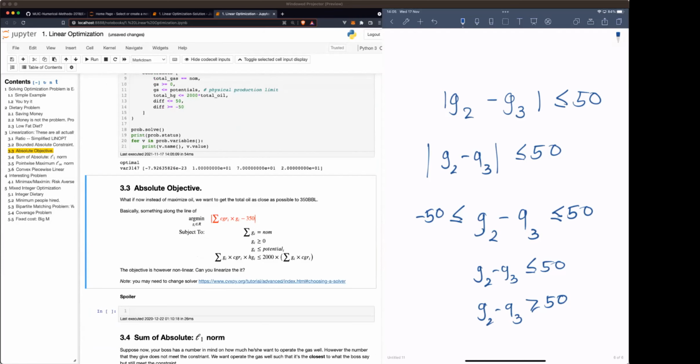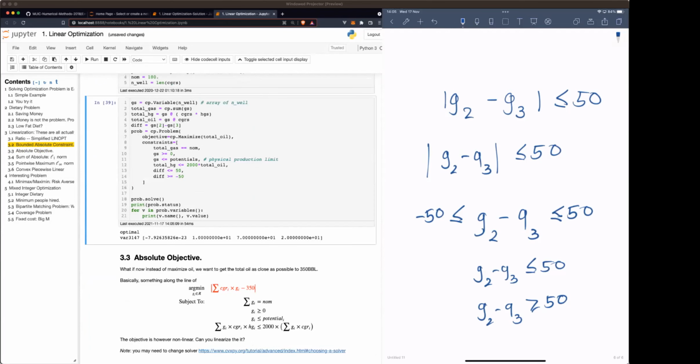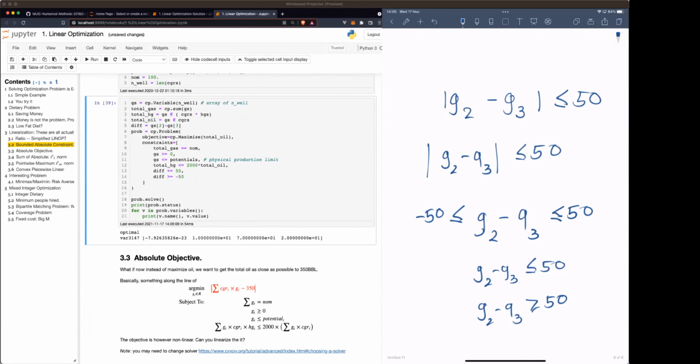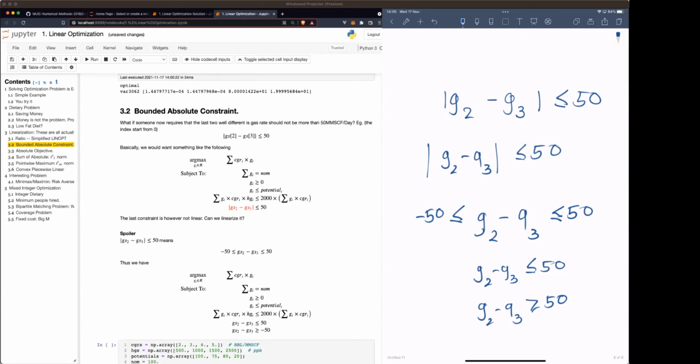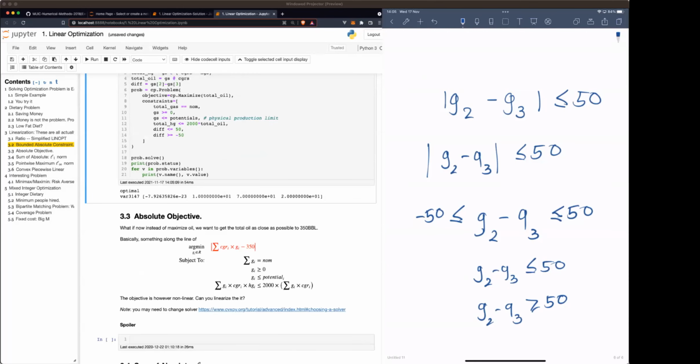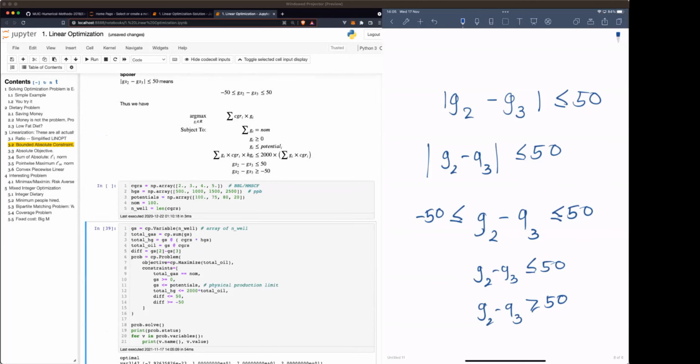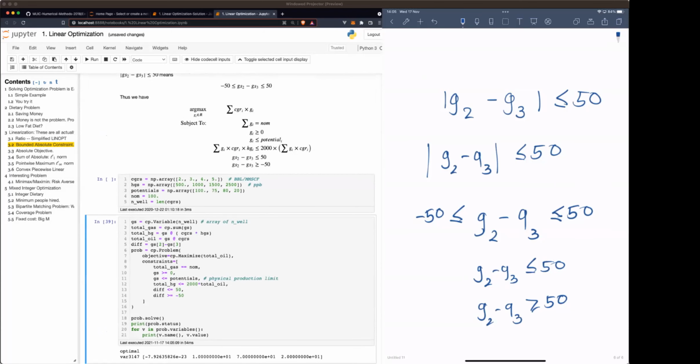G2 is this guy, 70, and that guy is 20. So the difference is still within that range, right? This is what it gives you. Is everyone good? Yeah, everyone good. This is the absolute value constraint. If you know what the absolute means, this is what you do. Any questions so far? Now I want you to see the versatility of this. This can solve a whole bunch of problems.